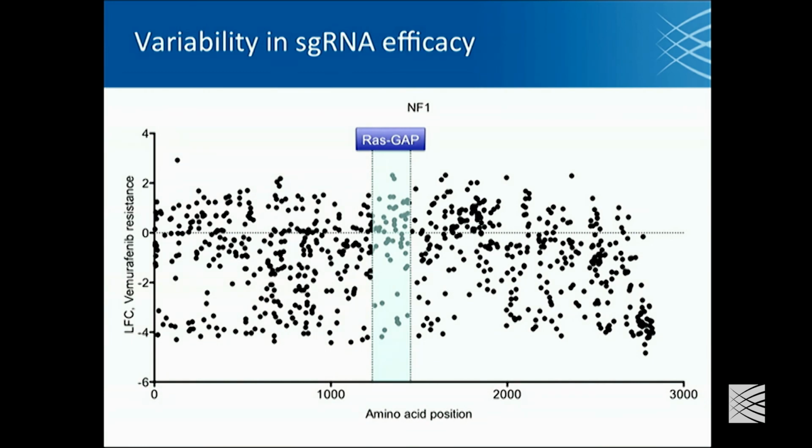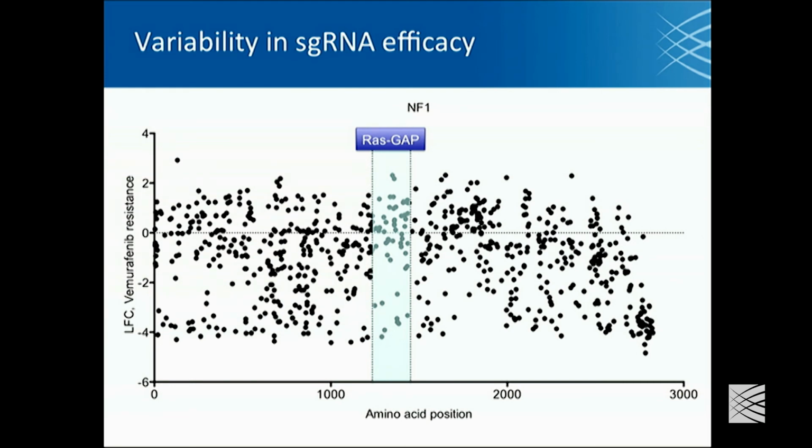To successfully have a good perturbation, it's really crucial that you have a good guide RNA. And we see a lot of variability in guide RNA efficacy. So here we have the gene NF1, and on the x-axis, amino acid position, and then on the y, we're looking at log fold change. Because this is a positive selection screen, we're looking for enrichment, so a positive log fold change.